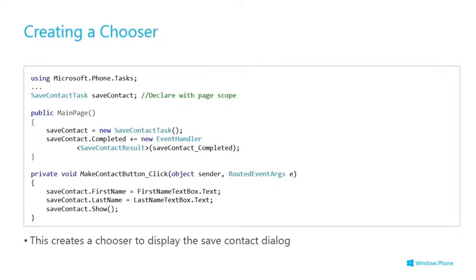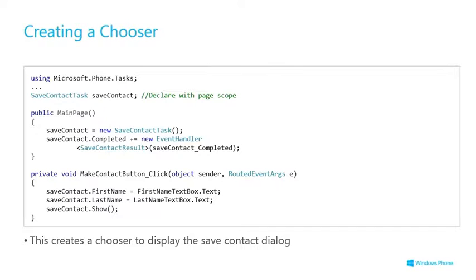So creating a chooser, they all have this same kind of API style. You must declare the object with page scope. So in your main page.xaml or whatever, in your class, you need to declare it as a field on that class. And then you must, in the constructor, new that task up, and you must hook up the event handler in the constructor. And then you just simply initialize the object and call show when you're ready to call it. The show method is what actually fires that launcher or chooser off.